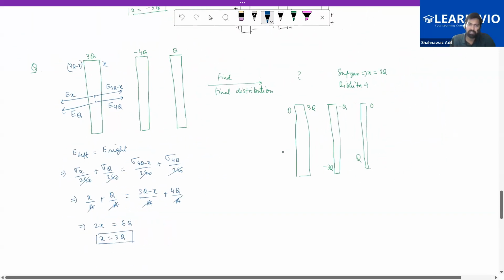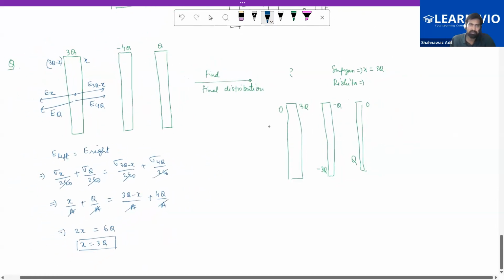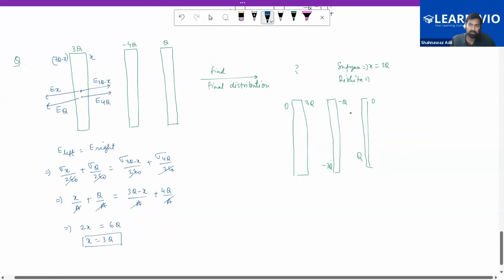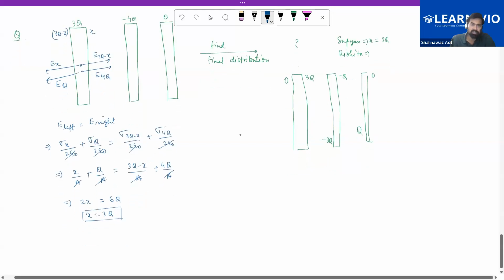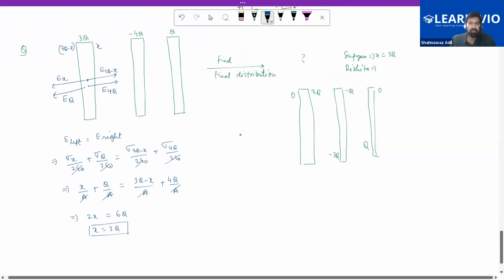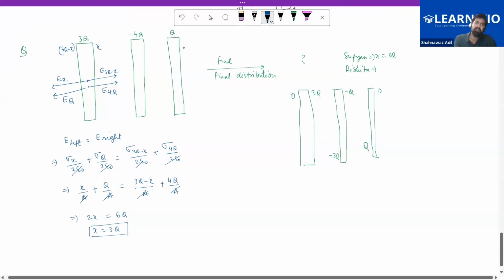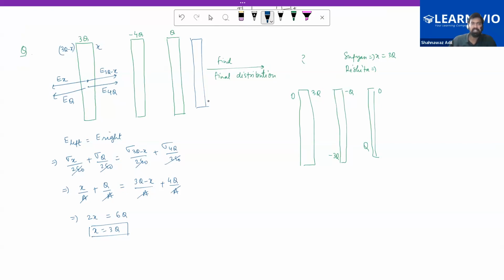So Rishita, did you get this? Yes, sir. Good, both of you very good. So this would be the final distribution, and if I add other plates as well, you can calculate all those things. That is the difference between conducting plates and sheets: they can have different distributions on both sides.